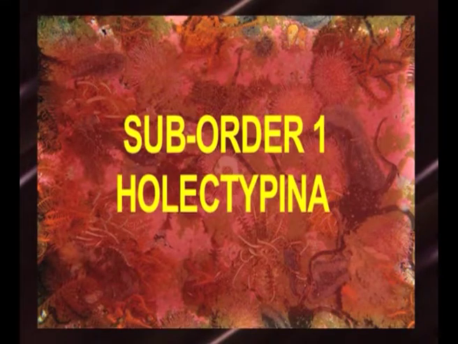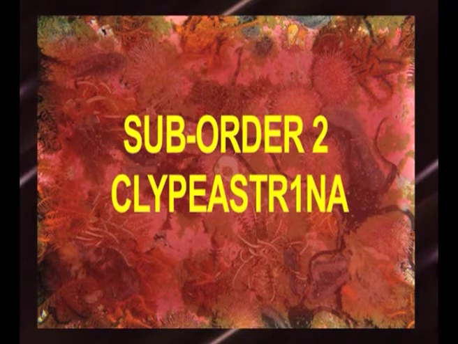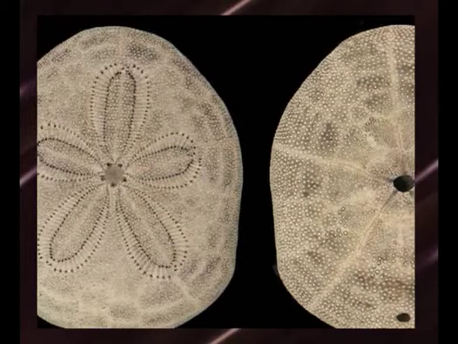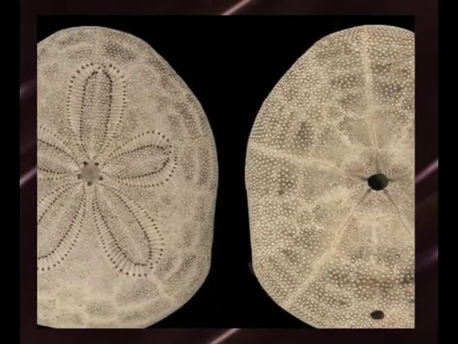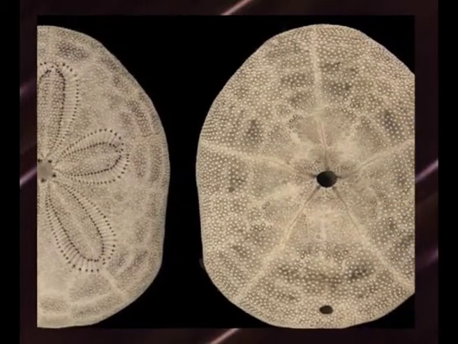Next is the suborder 1, Holectypina. Here the peristome is central with notches, lantern and perignathic girdle present, ambulacra not petaloid, plates mainly simple but some may be compound. Lias to recent is the age group, mainly Mesozoic. Some of the other genera are Conulus, Holectypus, etc. The second suborder is Clypeastrina: peristome central without notches, lantern and perignathic girdle present, ambulacra petaloid, plates simple, ocular and genital plates fused together. Upper Cretaceous to present day is the age range.